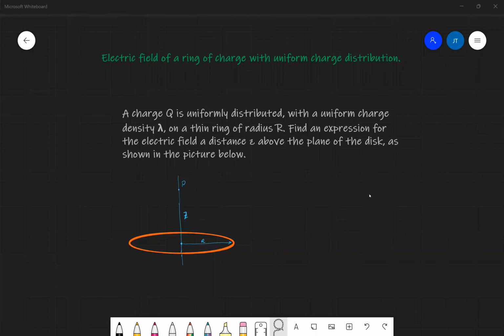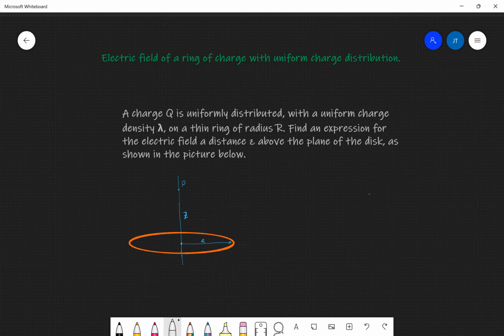Okay, hi everyone. We have another physics problem to solve. We're given a ring of charge, just a ring with charge Q uniformly distributed on it. This is a uniform linear charge density, lambda, on a thin ring of radius r. Find the electric field at this point P right here, okay?